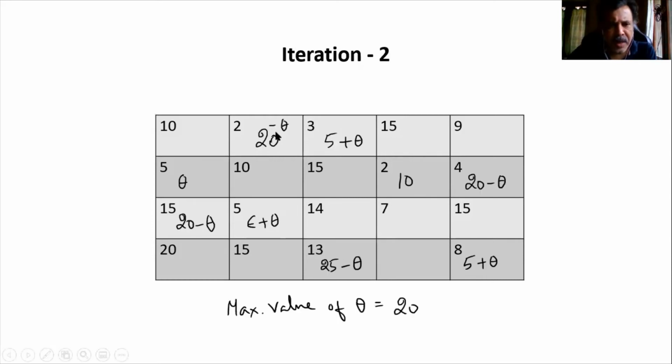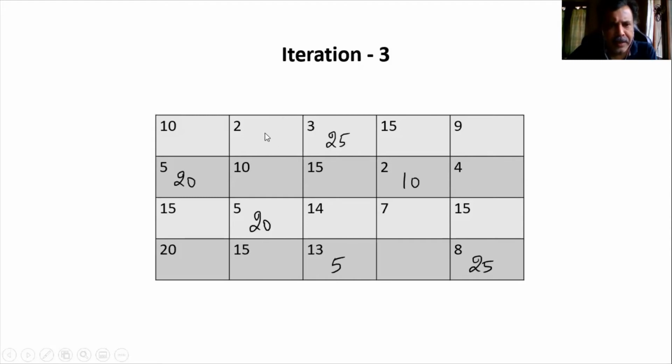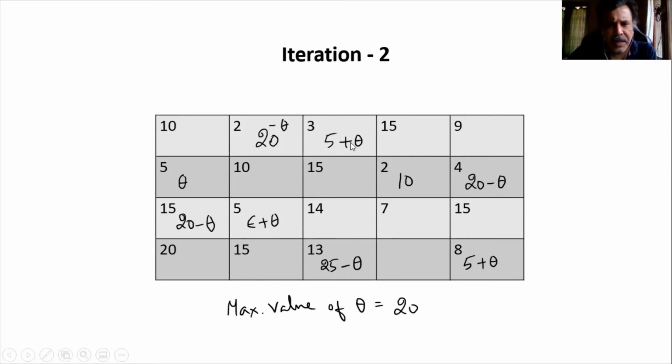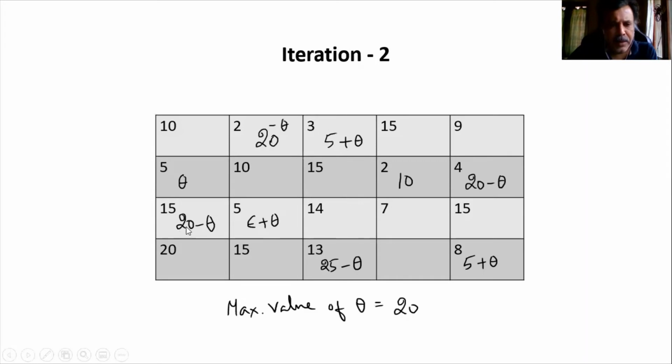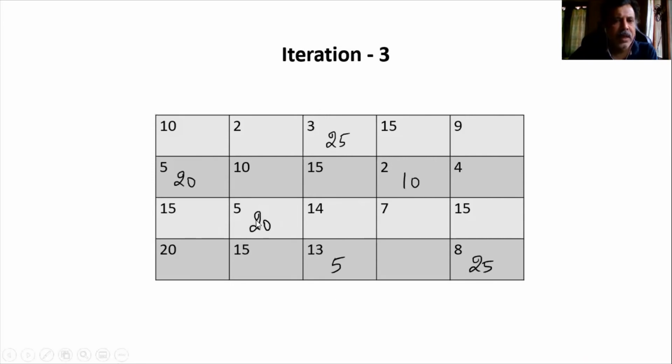20 minus theta means 20 minus 20. That has to become 0. So that's why I didn't write anything. 5 plus theta means 5 plus 20. It becomes 25. That's why I wrote 25 here. Then here it is 20. Here it is 10. Here it is 0. Means 20 and 10. 20 and 10. Then here 20 minus 20. It becomes 0. Epsilon plus theta. Epsilon is a quantity which is very nearer to 0. So even if I add that quantity with this theta, theta is 20, it will remain as 20 only. That's why I didn't write anything. I just simply wrote 20.